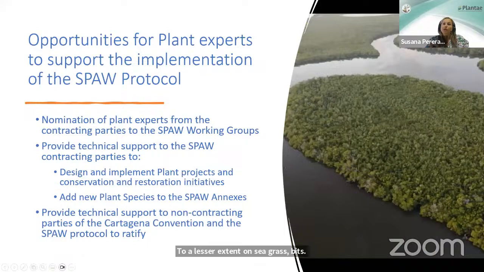So to finalize, I think this challenge creates valuable opportunities for collaboration with plant experts who can significantly support the implementation of the SPO protocol. So, for example, one key opportunity is to nominate plant experts from the countries that are contracting parties to the SPO protocol, or from observer organizations.